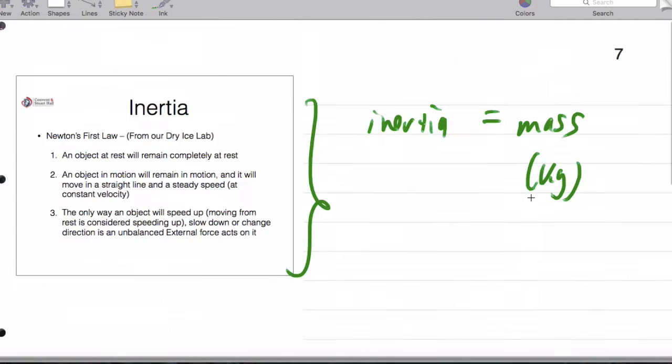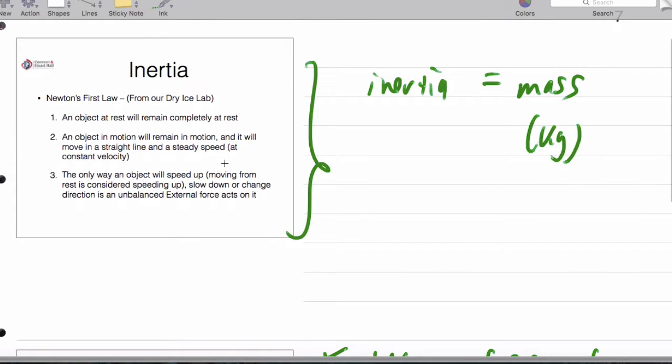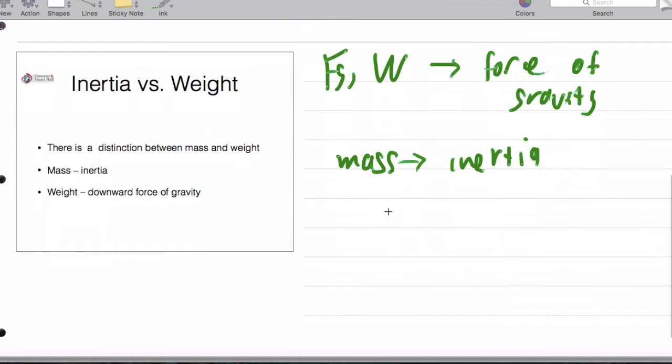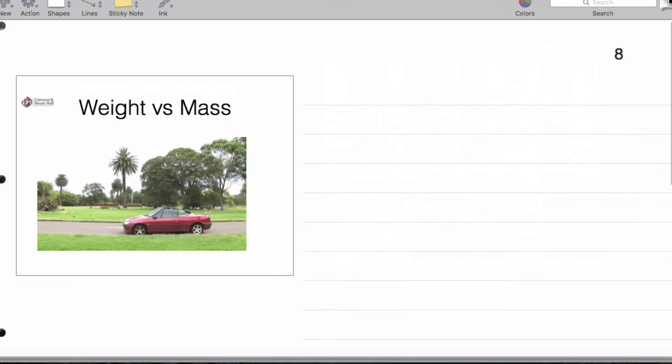The idea is that an object at rest will stay at rest, and an object that's moving will stay moving in a straight line at a constant speed. If you ever see an object speed up, slow down, or change direction, there must be a force involved. We watched a little bit to distinguish weight and mass.